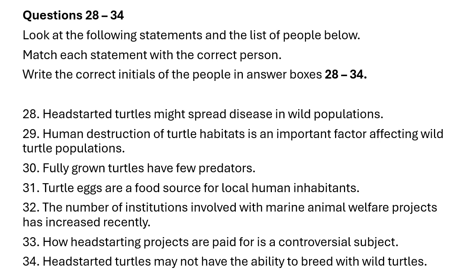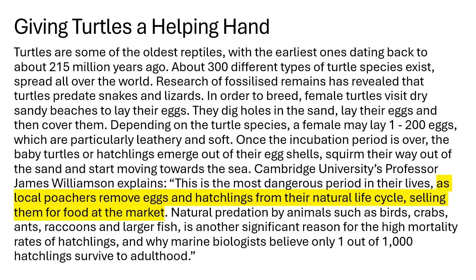Number 31 says, turtle eggs are a food source for local human inhabitants. This seems to match because Williamson's statement says local poachers sell turtle eggs and hatchlings for food at the market. Quote, local poachers remove eggs and hatchlings from their natural life cycle, selling them for food at the market, unquote. We'll still need to check the remaining numbers.